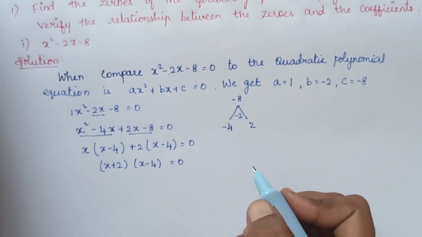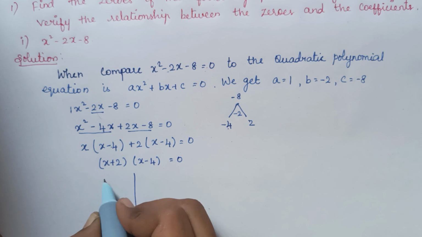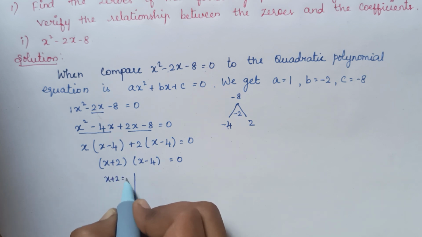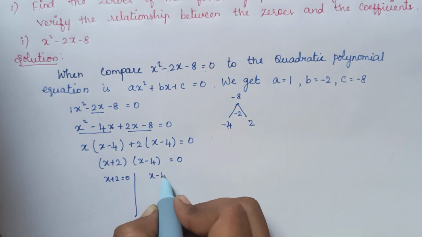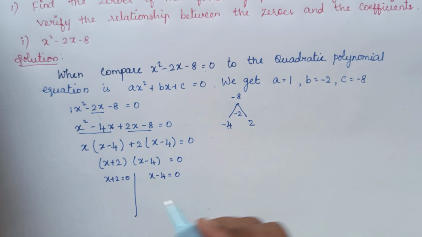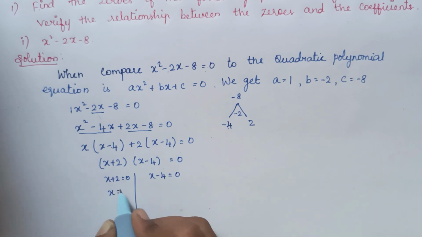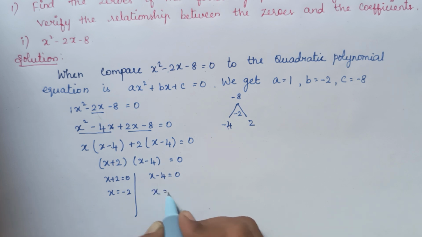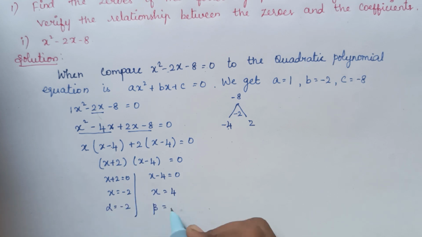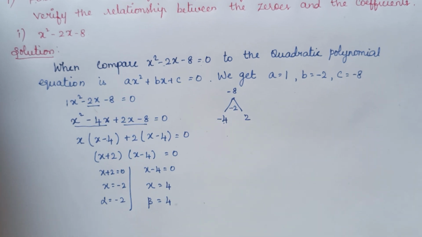Now x plus 2 is equal to 0 and x minus 4 is equal to 0. We can take them separately. Then x is equal to plus 2 coming across as minus 2, and x is equal to minus 4 coming across as plus 4. So we can take alpha is equal to minus 2 and beta is equal to 4. Now we want to verify this with the relations.